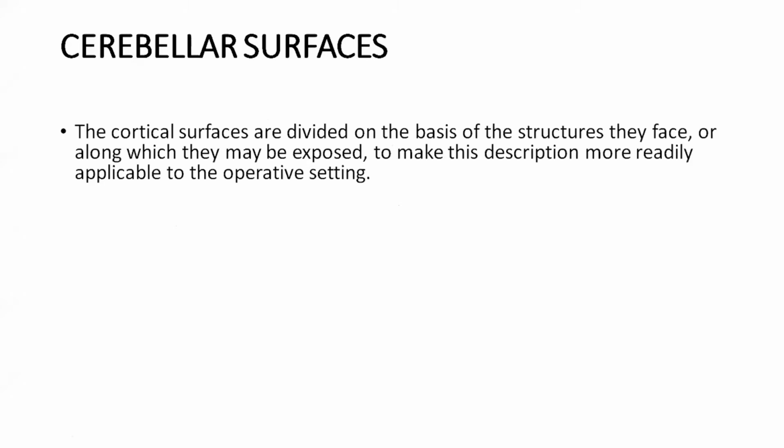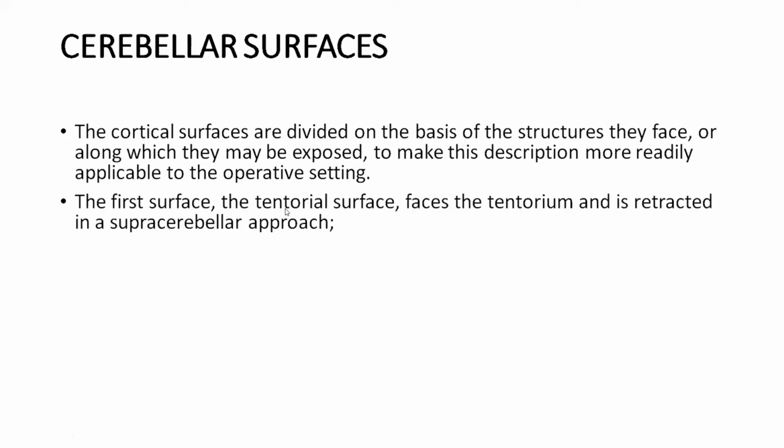So when we talk about the surfaces of the cerebellum, the cortex of the cerebellum is basically divided into three surfaces, and they are based on the structure of the bony anatomy of the skull that the cerebellum is facing. So the cortical surfaces are divided on the basis of the structures they face or along which they may be exposed, to make this description more readily applicable to the operative setting.